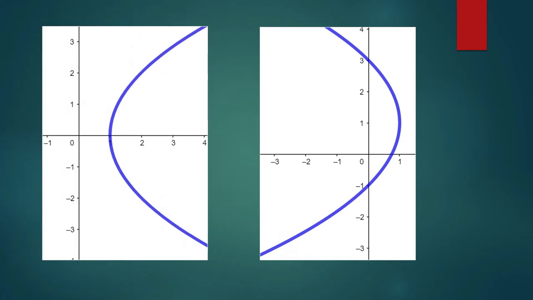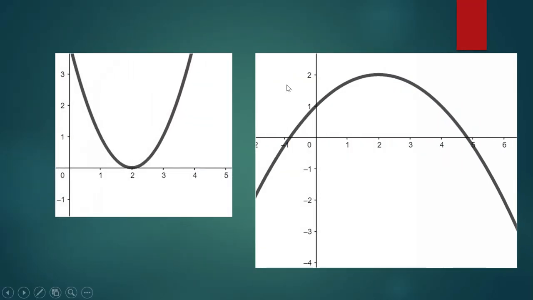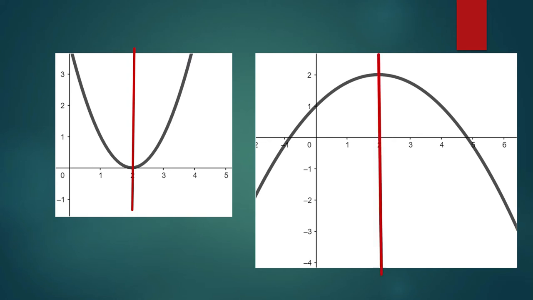When your axis is horizontal, it ought to appear like that. When your axis is horizontal, your parabola can either open to the right or to the left. When your axis is vertical, the axis is standing up, and your parabola can either open up or open down.